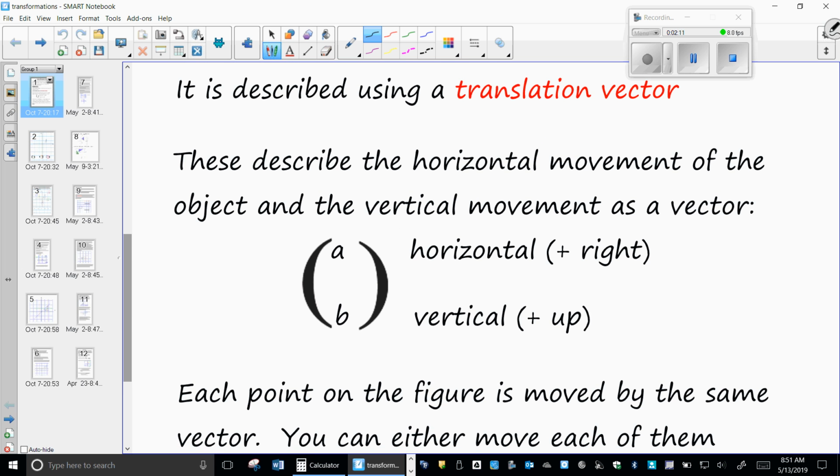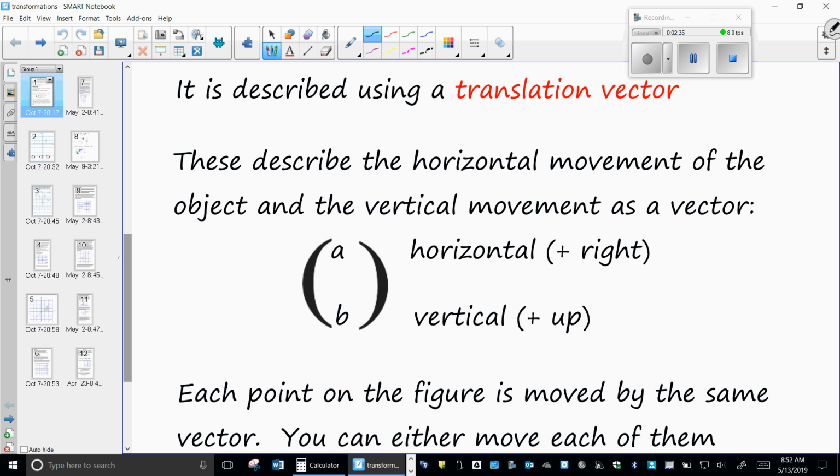So the top number, you see it's in a bracket, and there's no divide line, so lots of people think it's a fraction. There's no line between them. So the top number tells you the horizontal movement. Okay, so that means left or right. If the number's positive, it's moving to the right, and if it's negative, it's going to move to the left.